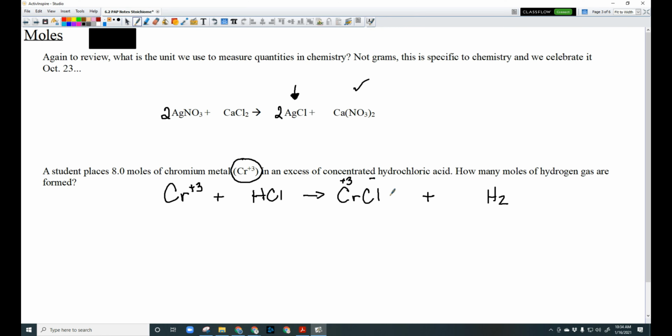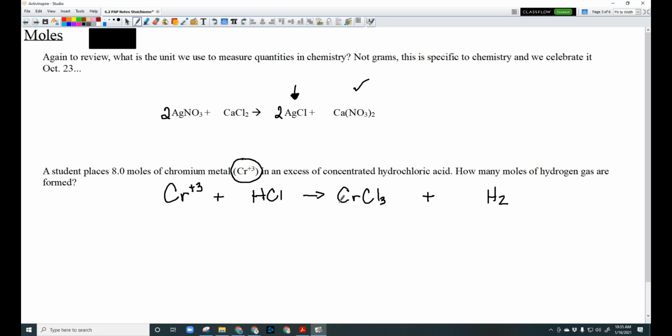Chlorine is a -1. So in order to get a good formula, these don't cancel out to 0. We have to swap and drop. So this 3 is going to go down to there. So that is the correct formula for chromium chloride. All right, so now before we can do anything else, we have to balance this equation. Remember, you have to balance equations before you can answer any questions about them.